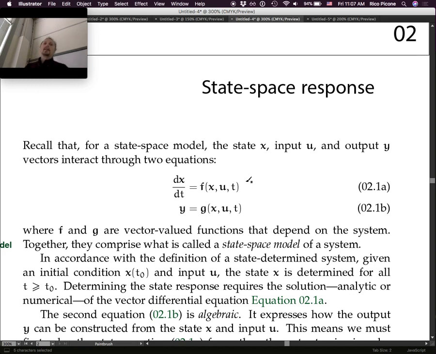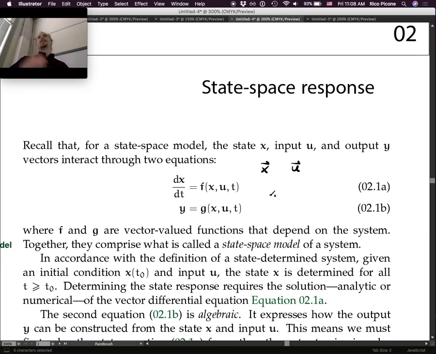Now, I will stop for just a moment and dwell a little bit more on what x is, the state vector, and what the input vector u is. And when I write them, I will draw the little arrow to denote that it's a vector. So the state vector x is a vector that contains variables that describe the system.